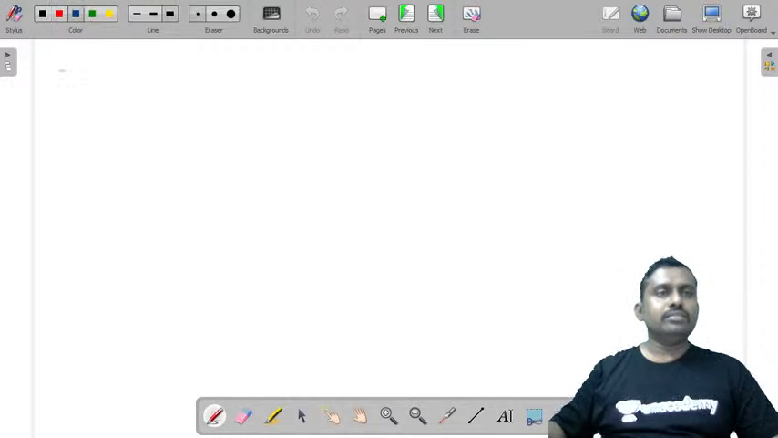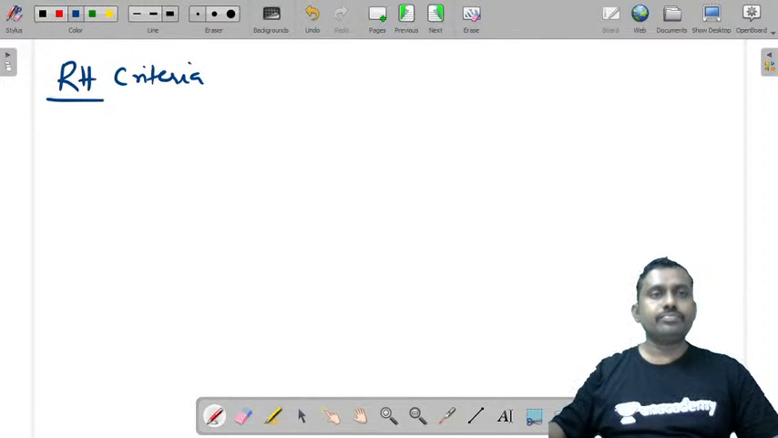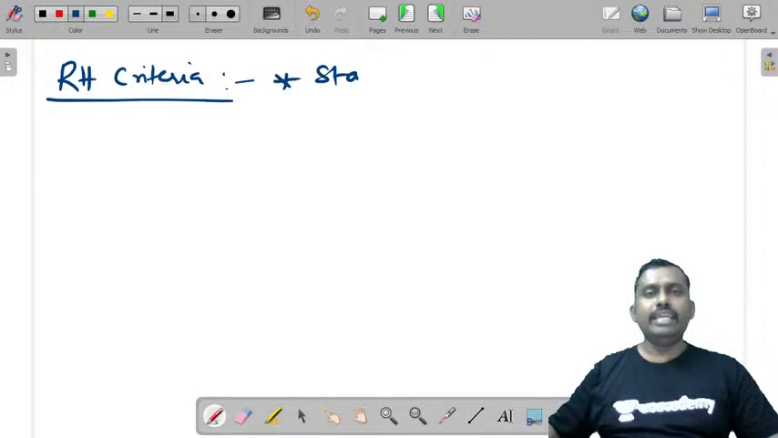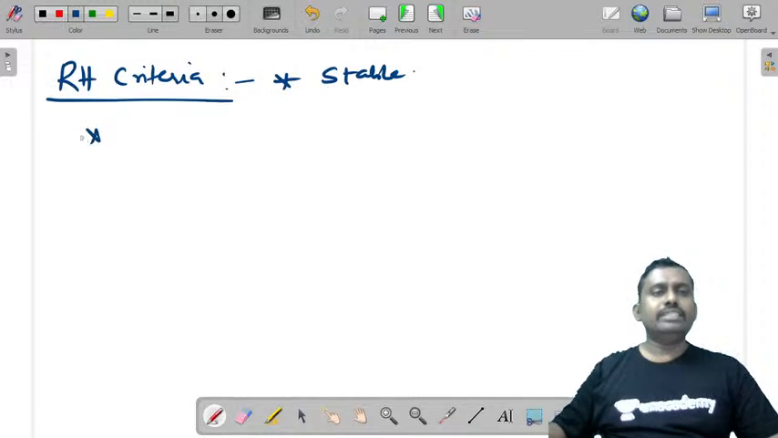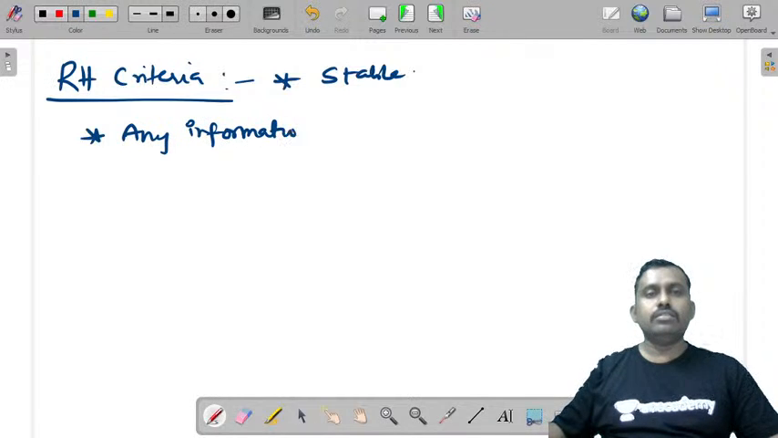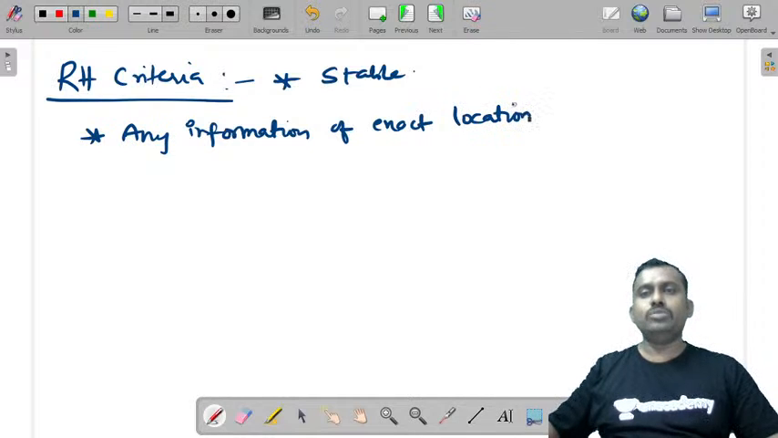Now we are learning what is RH criteria. This RH criteria is useful in determining whether the given system is stable or not. It does not give us any information of exact location of poles. That is one of the disadvantages of this.